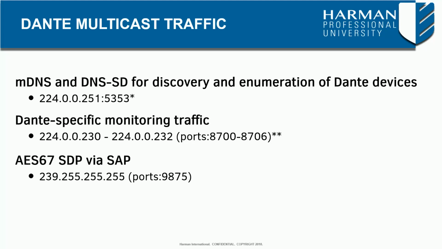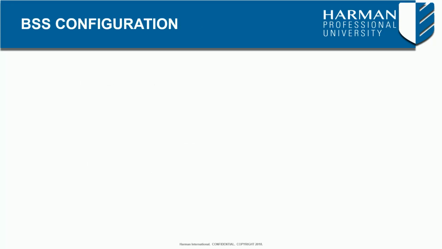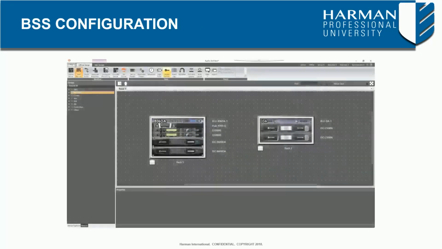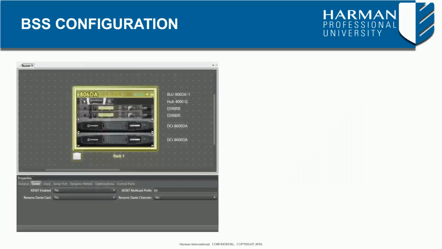AES67 SDP is propagated via SAP on 239.255.255.255 port 9875. If using a BSS or Crown Dante-enabled device, then Audio Architect must also be used for its device configuration. With respect to BSS DA devices and AES67, there are a couple areas that one should look out for.